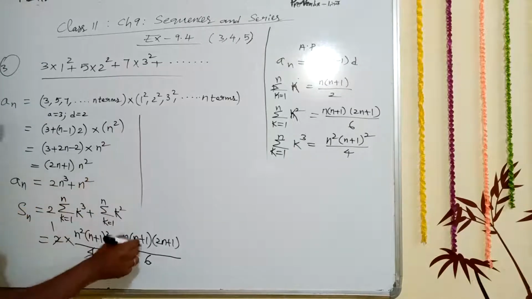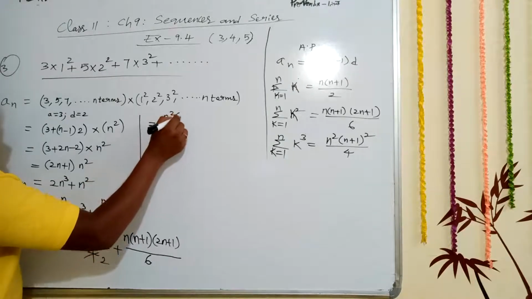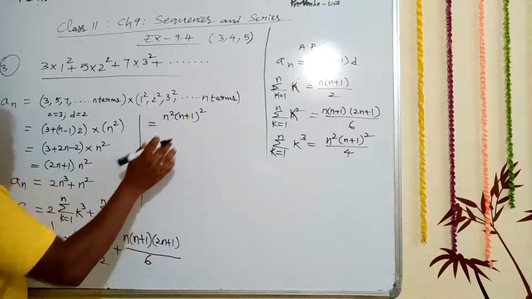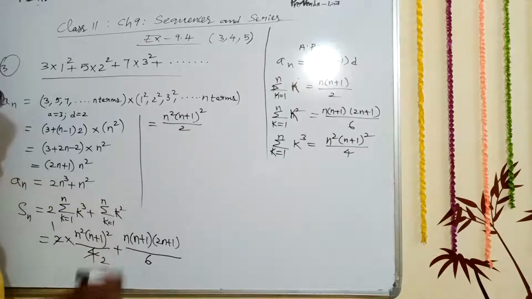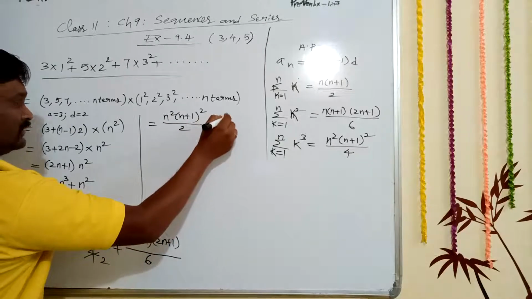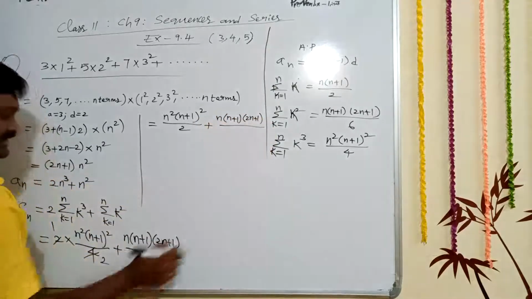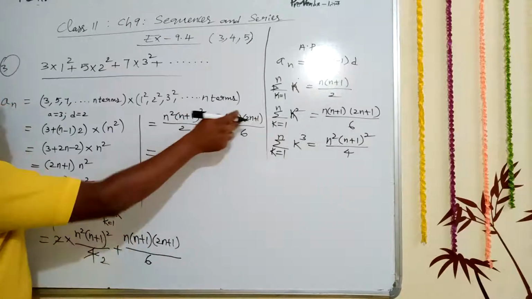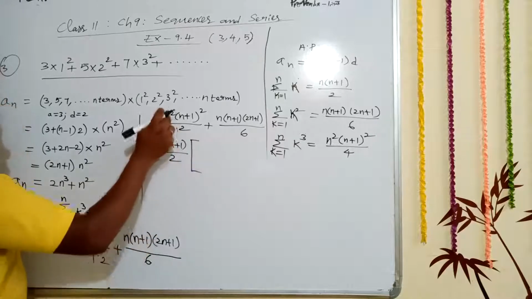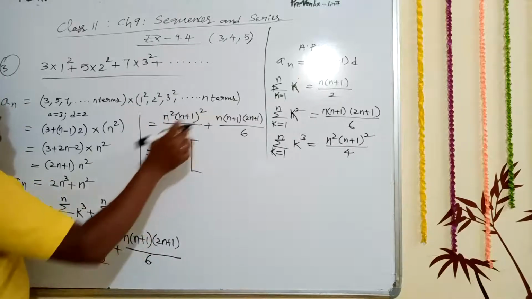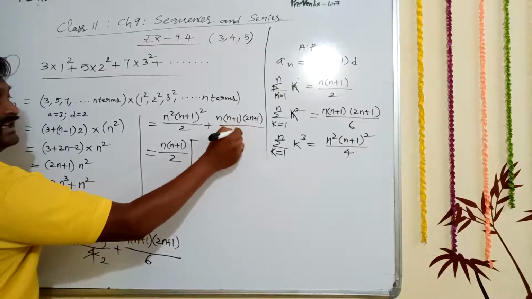So now what I can write here is the part which is left: n square into n plus 1 whole square upon 2, plus n into n plus 1 into 2n plus 1 upon 6. Concentrate clearly, then you can understand. In both places n into n plus 1 upon 2 is common. Here the square is there, which means two times it is there, so here also n into n plus 1 is there. This 6 we can write as 3 into 2.